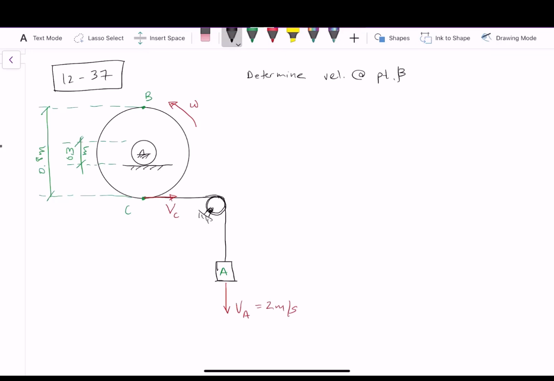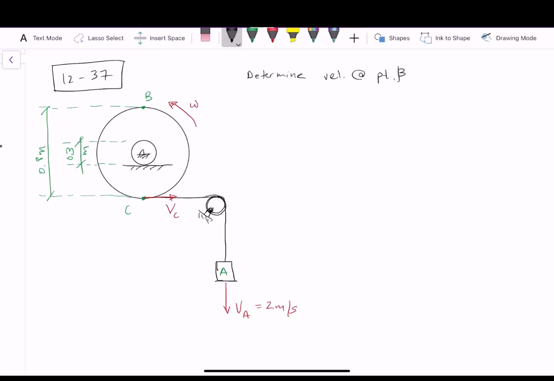Okay, so in this problem, we want to determine the velocity at point B. We are given that we have a wheel that is rotating. There's actually 2 wheels that are rotating together, bolted together at the center point here, and that inner wheel is rolling along a ground of some sort. The inner wheel has a diameter of 0.3 meters. The external wheel has a diameter of 0.8 meters. And we know that the velocity at A is 2 meters per second. So we want to calculate the velocity at B.